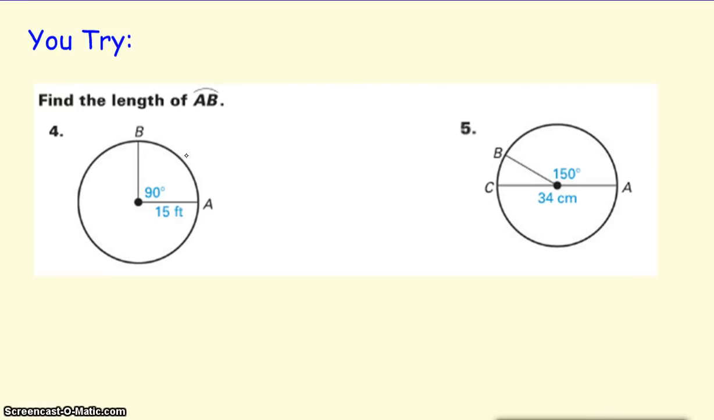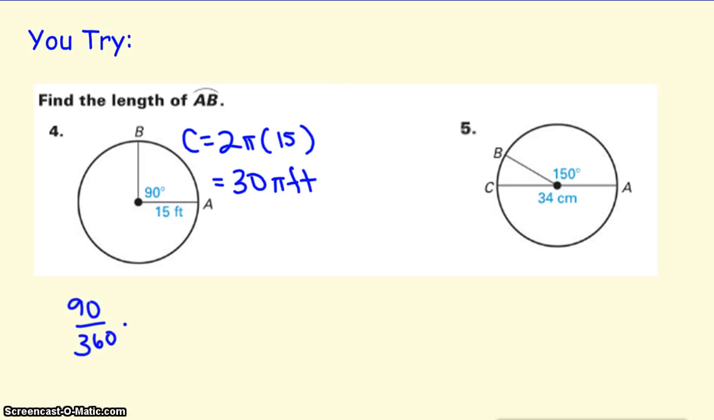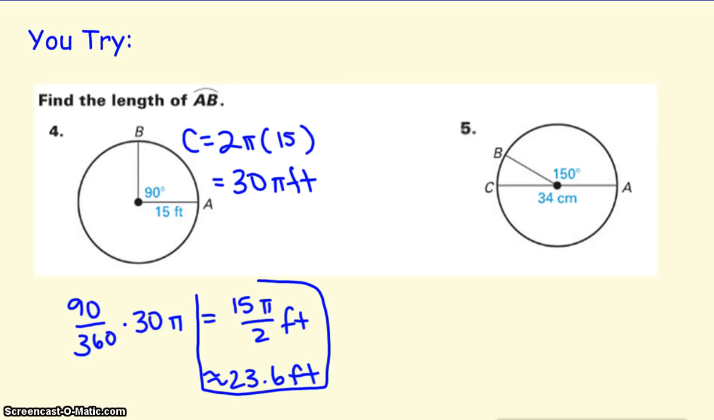So to find the length of AB, I would first do circumference. So 2 pi r, and that's 15 for the radius. So 30 pi feet. That's the circumference of the circle. Now, I only want 90 degrees out of the total 360, so 90 over 360 times the total circumference of 30 pi is 15 pi over 2, or an approximation of that would be 23.6 feet. Okay?